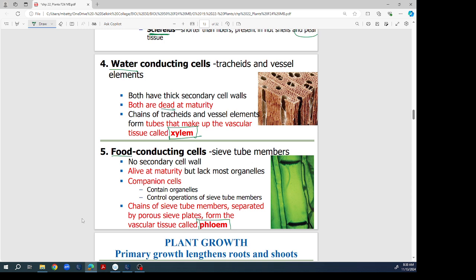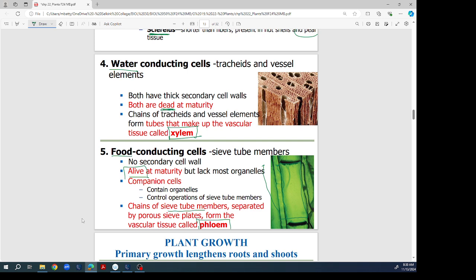They're both dead at maturity to kind of parallel. Oh, sorry, dead at maturity and alive at maturity. And the cool thing about these food conducting cells is that you have these sieve type cells.